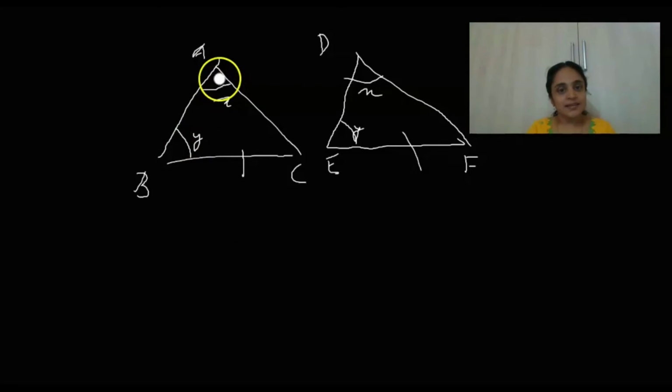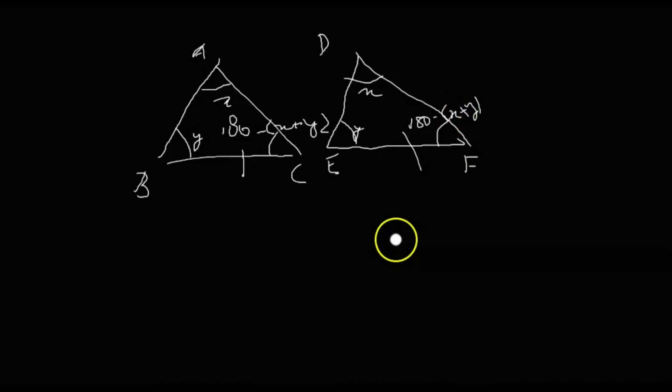Let us consider this angle as x and this angle as y. So, this also will be x and this will be y. And what will be this angle? Angle C will be, since this is a triangle, 180 minus (x plus y), right? And what will be this angle? This angle will be 180 minus (x plus y). So are they equal? Yes, the angles are equal.